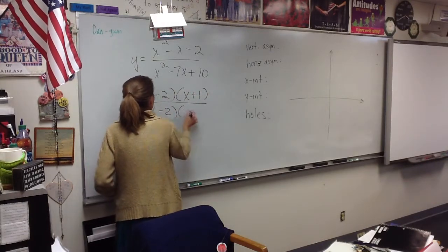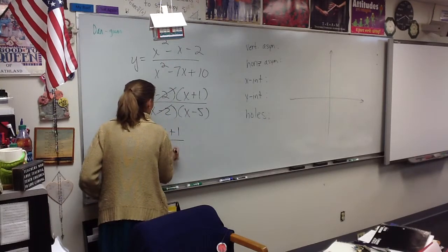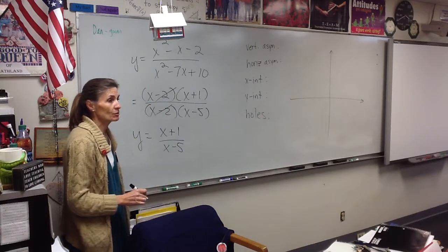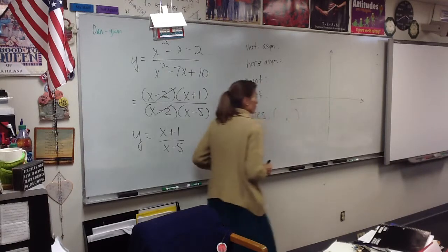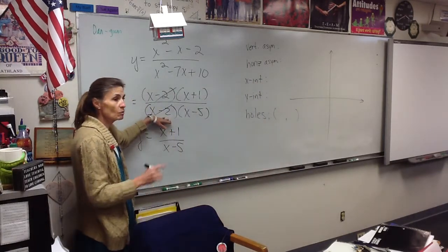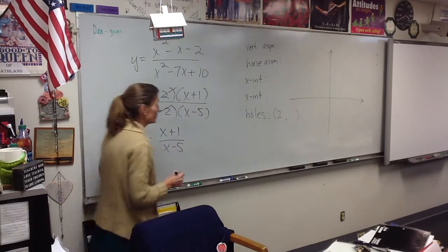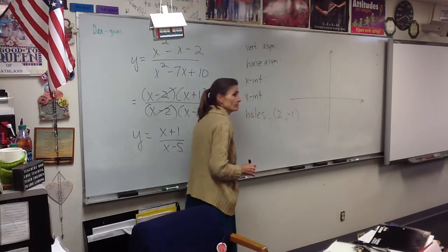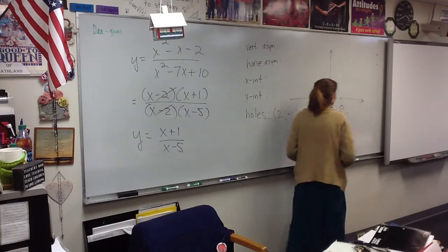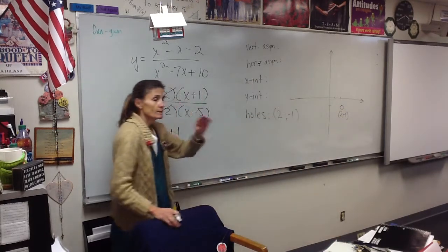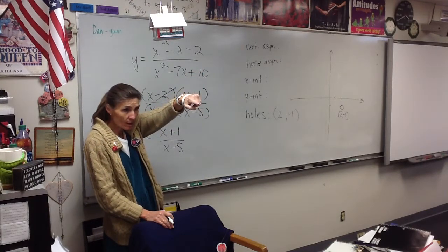At this point, everybody should have found you have a hole, because everybody should have factored. Where did you identify your hole? Where x equals 2 and where y equals negative 1. So everybody should have a hole at 2, negative 1. Any question about that? You guys got a hole at 2, negative 1?